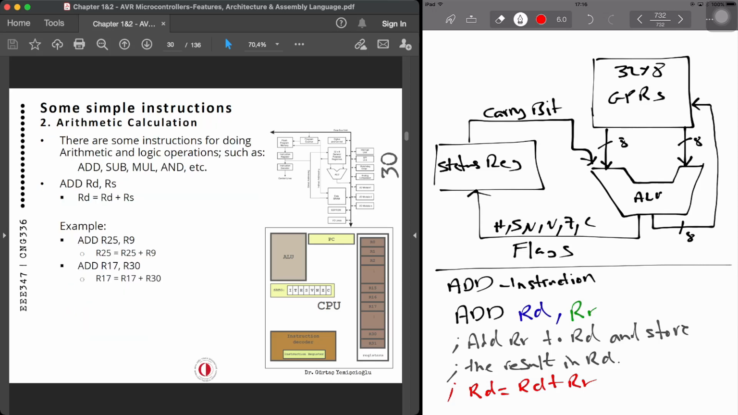This is how it looks in the lecture notes as well. Add R25, R9 to R25, add R30 to R17. You can add different registers over there. As you can see, we can use any of the GPRs. There's no restriction over here.